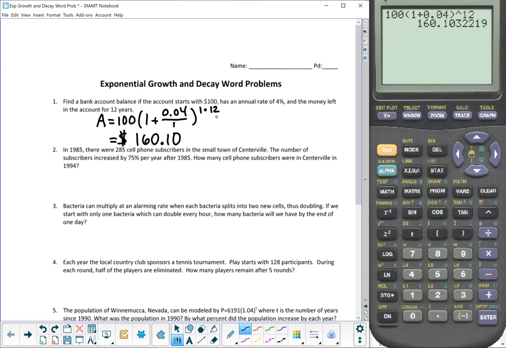And that kind of makes sense. After 12 years, 4% interest is not a lot, and they're only going to be compounding this once a year. So after 12 years, you make about $60. You didn't put in much, so you're not going to get much after 12 years.